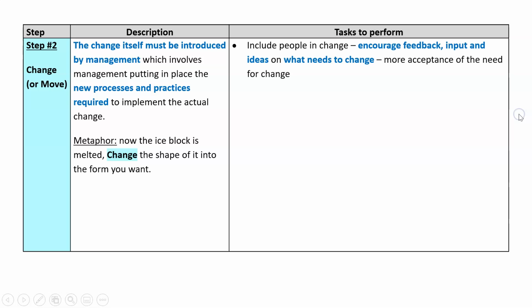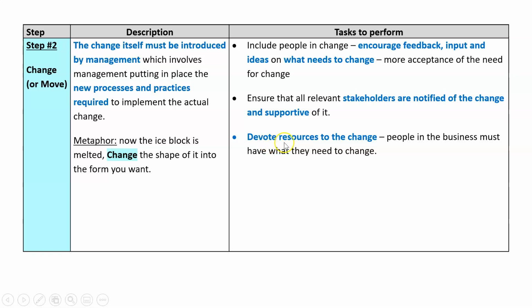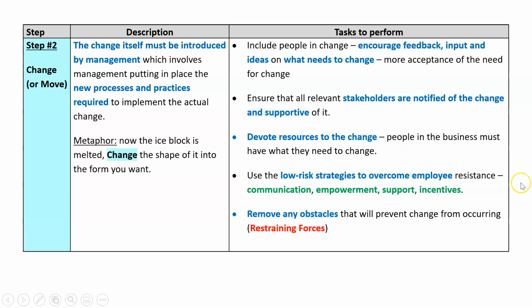Specifically, what could you do? Well, you've got to get feedback and ideas from people. They're the ones that are going to help decide what needs to change. Ensure all the relevant stakeholders are notified and supportive of it. Don't spring it on people. This one's really important: devote the resources to it. Don't just want to change. Throw some money, people, labor, equipment, whatever it needs to implement the change successfully. We also use these leverage strategies of communication, empowerment, support, and incentives to overcome resistance to the change, and that will remove any obstacles.